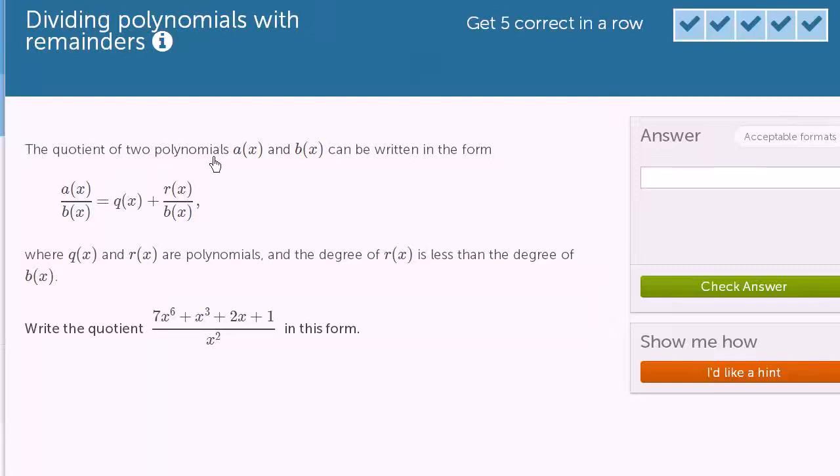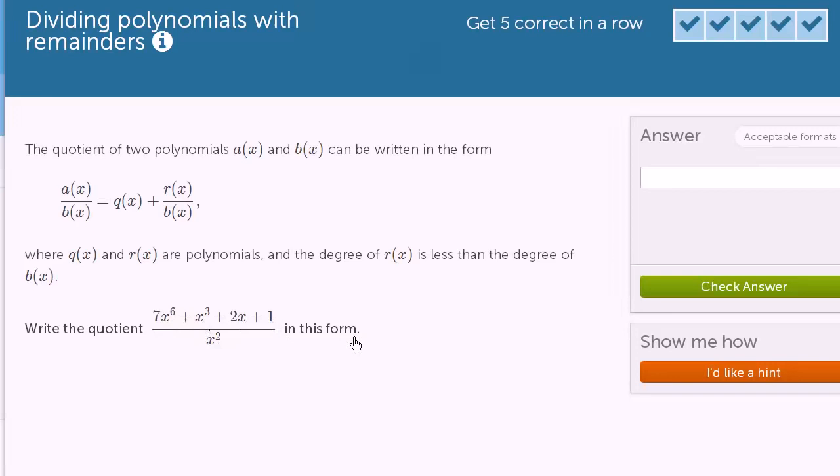The quotient of two polynomials, a of x and b of x, can be written in the form a of x over b of x is equal to q of x plus r of x over b of x, where q of x and r of x are polynomials, and the degree of r of x is less than the degree of b of x. Write the quotient 7x to the 6th plus x to the 3rd plus 2x plus 1 over x squared in this form.